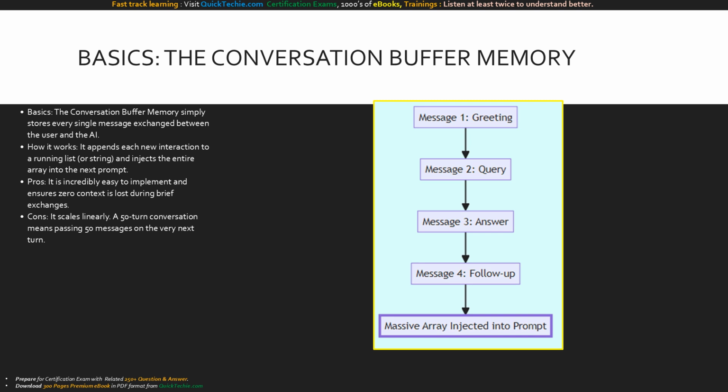This flowchart visualizes the conversation buffer process. Notice how message 1 flows into message 2, which flows into message 3, and so on. They stack together sequentially. At the bottom, this entire stack forms a massive array that gets injected directly into the prompt. It is a snowball effect. The prompt payload strictly grows larger with every single turn.